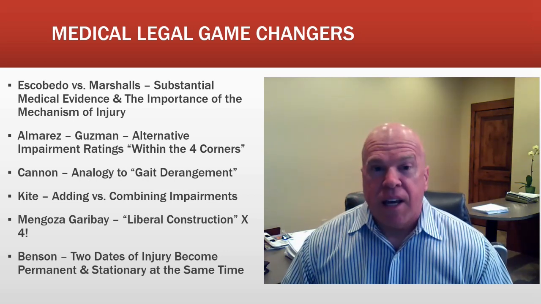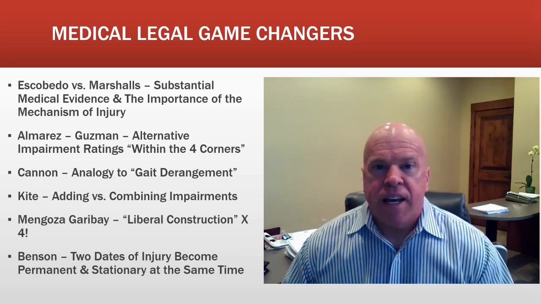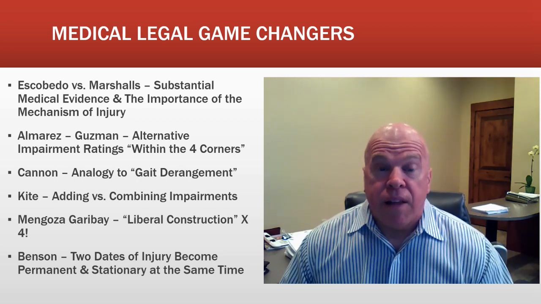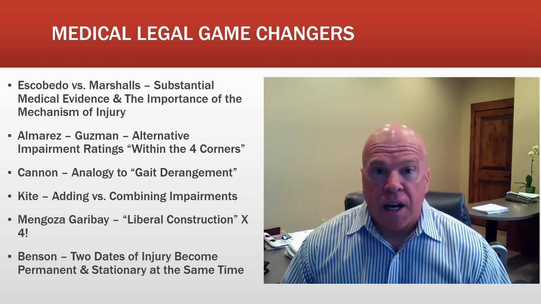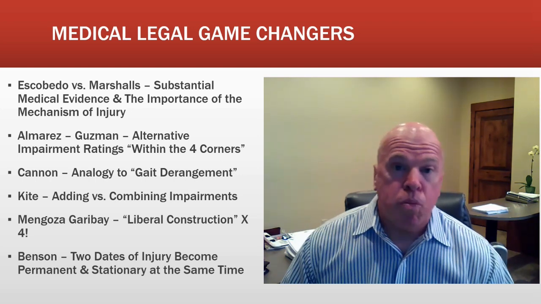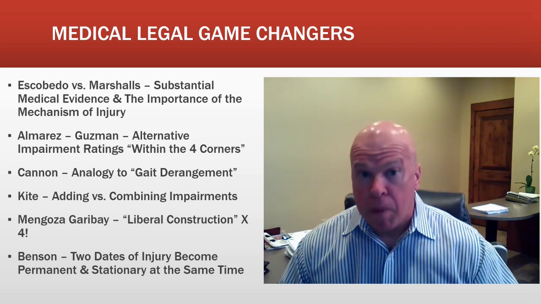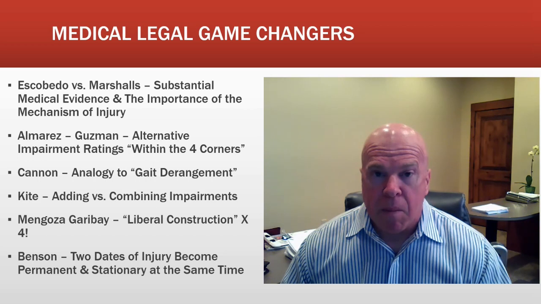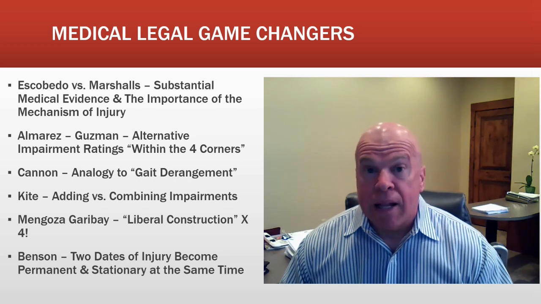And expanding upon the Alvarez and Guzman alternative impairment ratings, we talked about another case, the Kite case, in our next session. The Kite case for the first time provided for a new method of really exploding permanent impairment ratings when an examinee has impairments of multiple body parts, which is to be distinguished from multiple impairments of the same body part. In the Kite case, the examinee had permanent impairments of multiple body parts. In the Kite case, the impairments involved the bilateral hips.